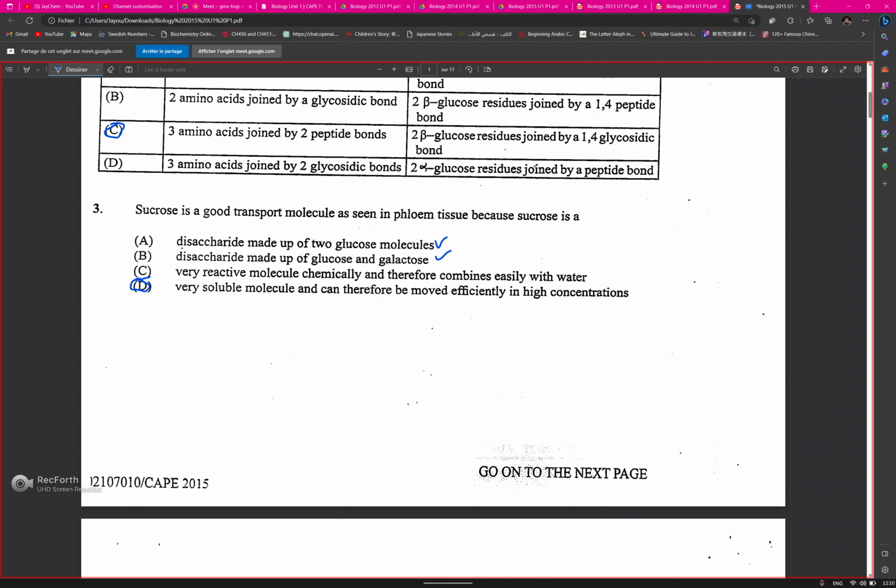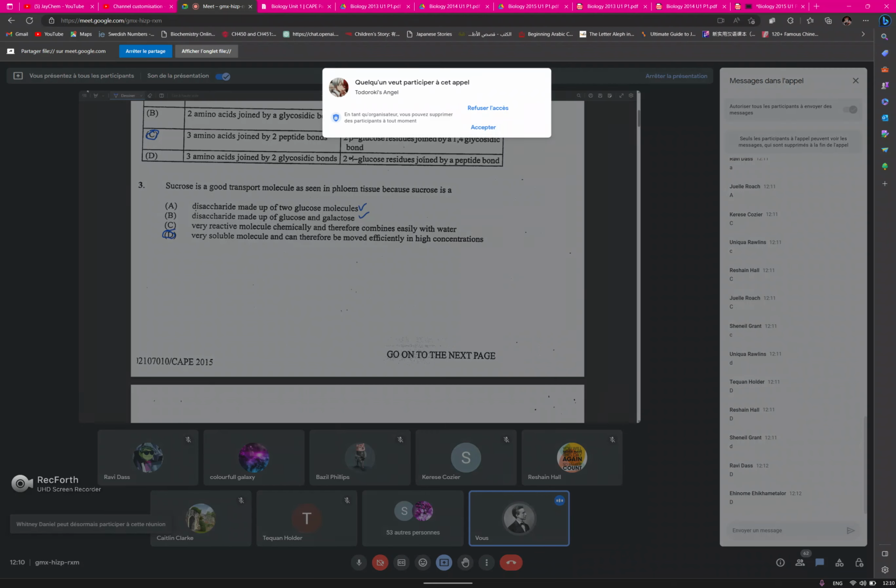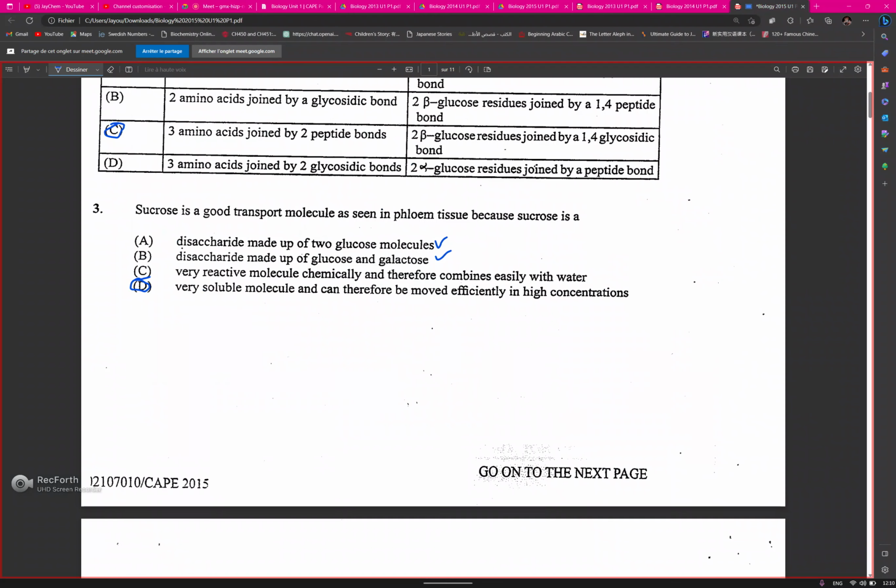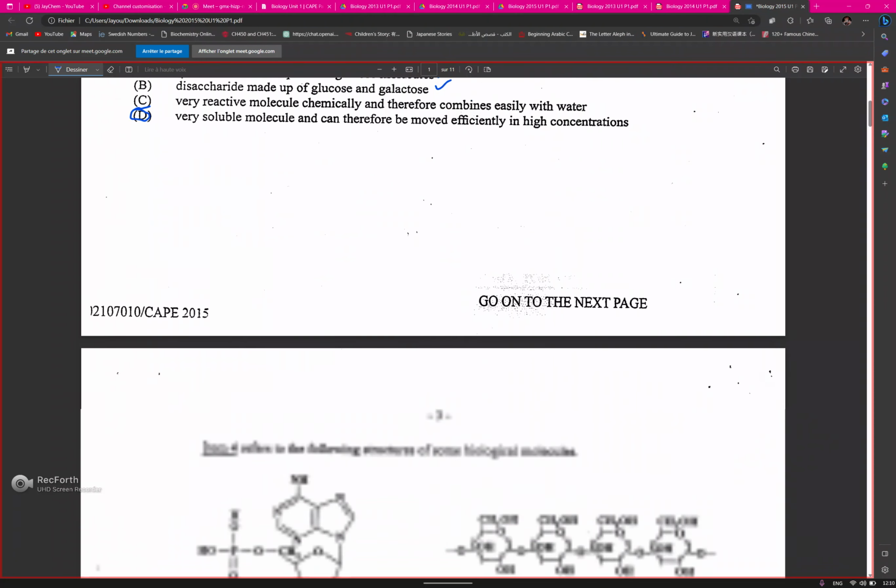So it's a very reactive molecule chemically and therefore combines easily with water. Why would it be good at transport? If it combines very easily with water, it will probably all react, as a reducing sugar, before reaching a storage organ. So it's important that it's not very reactive. So that eliminates C there. So a very soluble molecule that can therefore be moved efficiently in high concentrations would be the best answer.